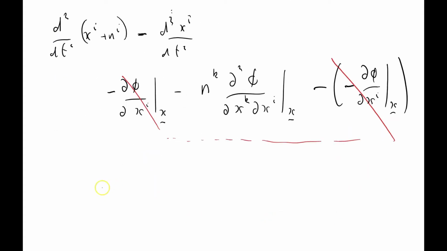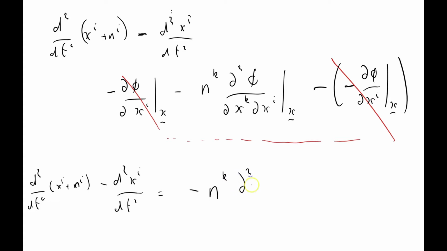So what does that tell us? That tells us that relative acceleration, which is d²/dt² of (xi plus ni) minus d²xi/dt², equals, what's my sign? Have I lost a sign? No, I haven't. It's minus nk ∂²φ/∂xk∂xi evaluated at point x. So that's quite nice. Right, my computer glitched out there, so I'm going to have to remember where I am.